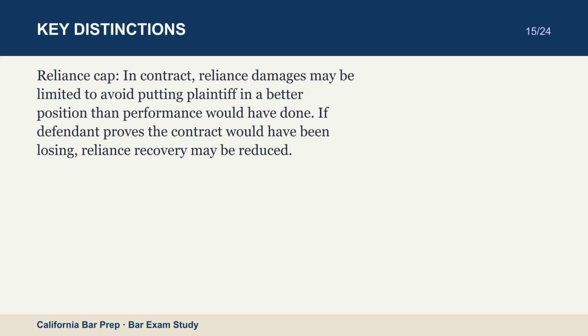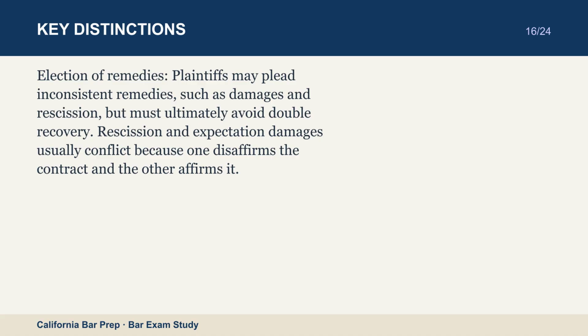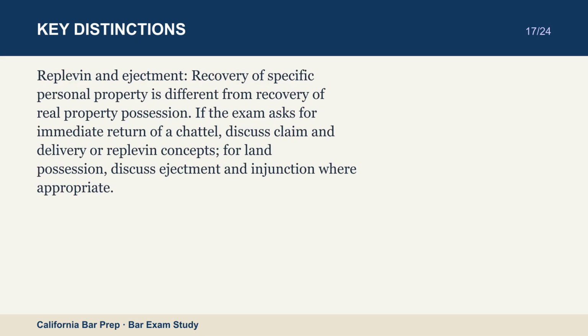Election of remedies. Plaintiffs may plead inconsistent remedies, such as damages and rescission, but must ultimately avoid double recovery. Rescission and expectation damages usually conflict because one disaffirms the contract and the other affirms it. Replevin and ejectment. Recovery of specific personal property is different from recovery of real property possession. If the exam asks for immediate return of a chattel, discuss claim and delivery or replevin concepts. For land possession, discuss ejectment and injunction where appropriate.